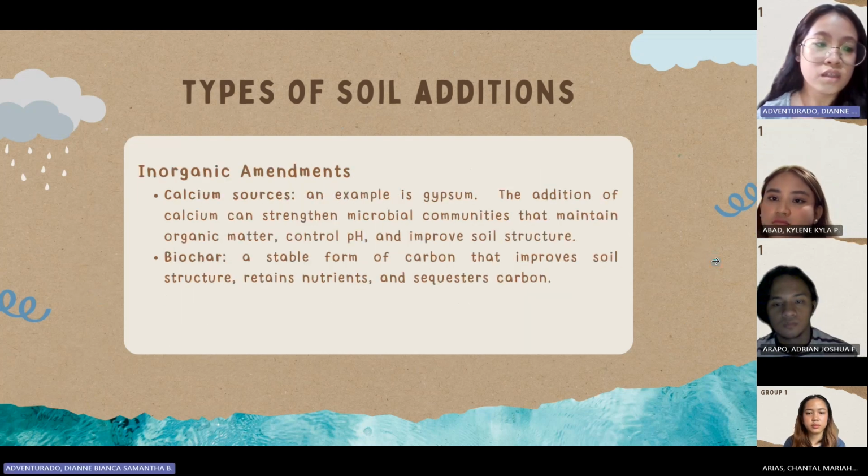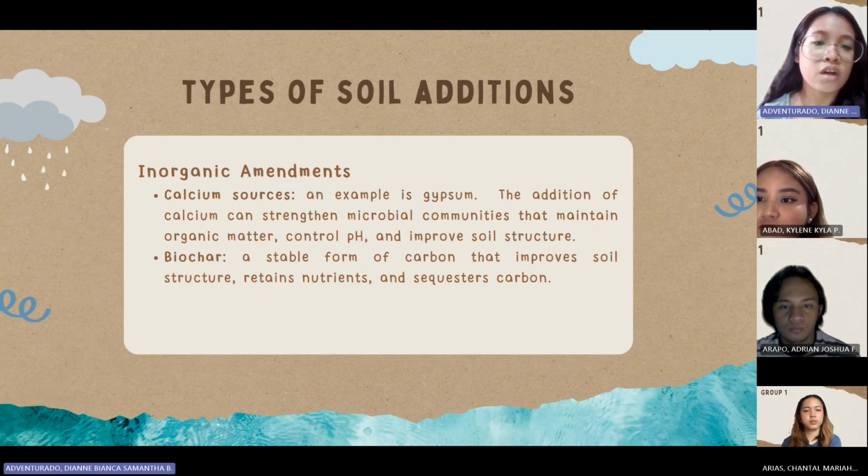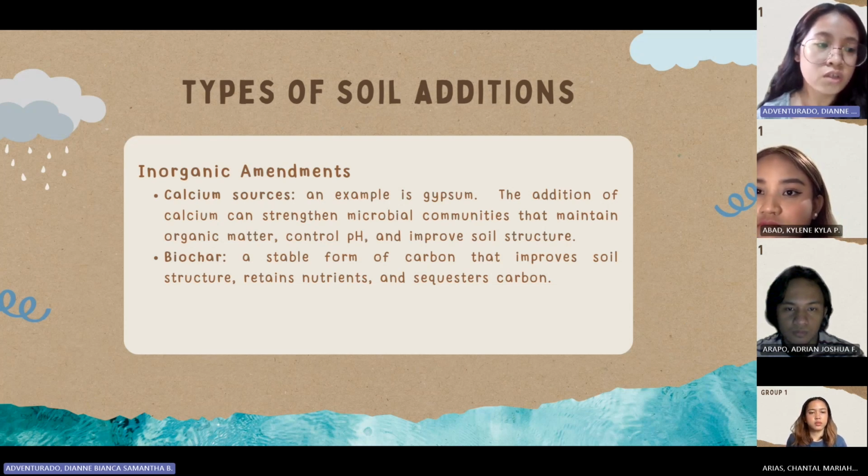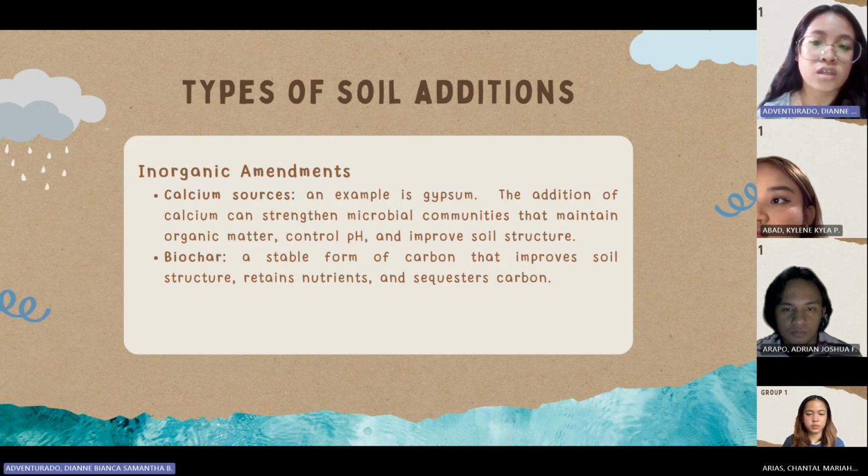So next are the inorganic amendments. Again, there are two: calcium sources and biochar. For calcium sources, an example is gypsum, wherein the addition of calcium can strengthen microbial communities that maintain organic matter, control pH, and improve soil structure. And when it comes to enhancing drainage in clay soils without changing pH, gypsum is especially useful.